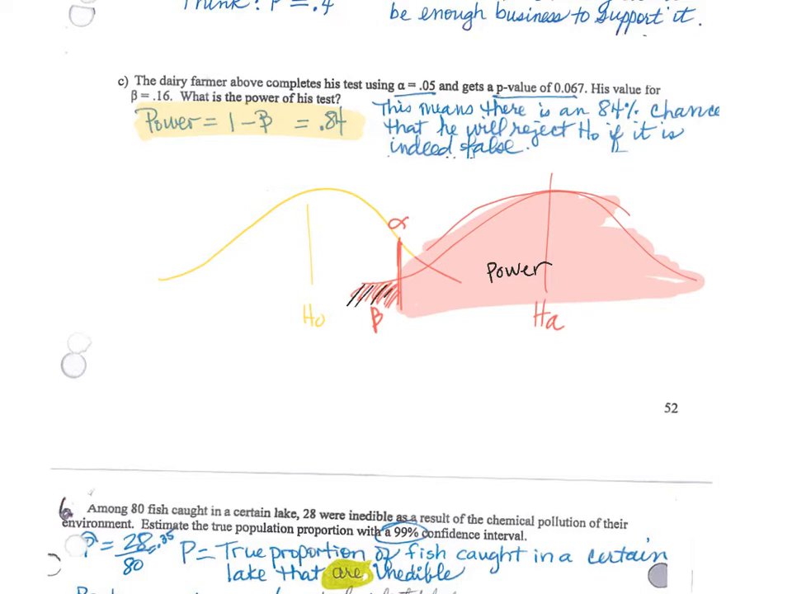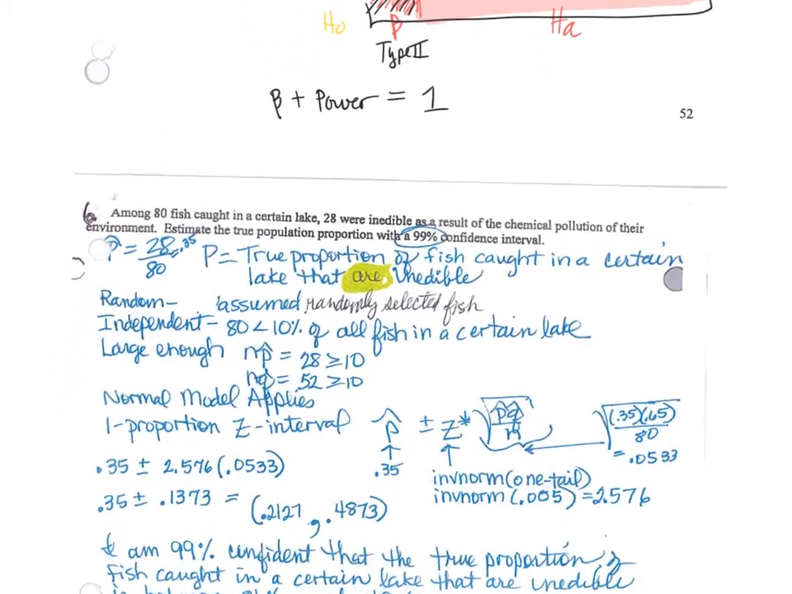And this is where your type 2 error was occurring. Well, what can you say about beta plus power? They equal 100% of the data. Yeah, 100% of the HA. So that's why you have this little formula: power is 1 minus beta. Okay? All right, moving on.